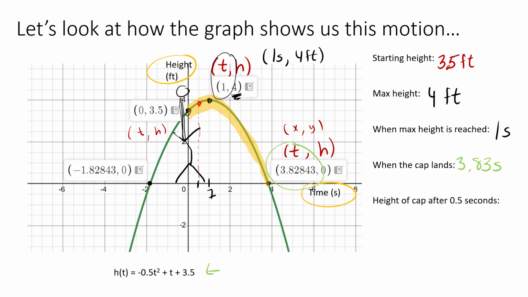But what you could do is plug it in. And so we've got the height of the object as a function of time is this. And then what we're going to do is plug in 0.5 for t. And so this will be 0.5 squared plus 0.5 plus 3.5. And we're going to need to do that on a calculator.